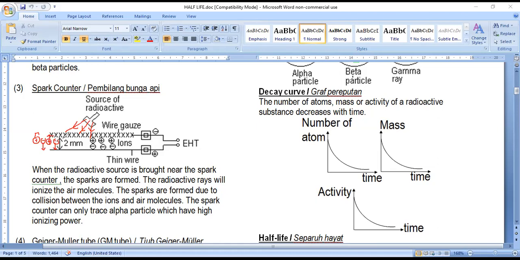Let's say the positive moves up, the negative goes down, so they will experience collision. They will collide with air molecules. Because of that, there will be spark produced. So I call it spark counter. There'll be a counter here to calculate how many sparks made, let's say in 1 minute. This one can only be used for alpha because alpha has strong ionizing power.